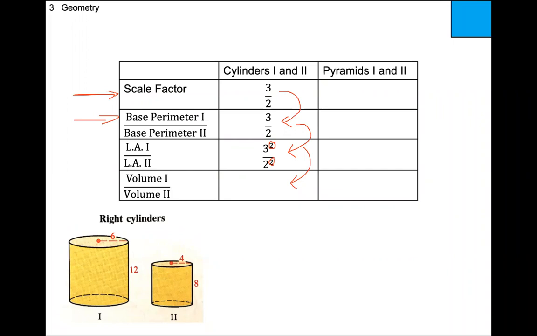Volume of the cylinders was capital BH, except we said that was kind of a useless formula. So we did what? Pi r squared h. There's the formula for volume. We're gonna do that same procedure, right? We're gonna plug in the numbers for shape 1, radius and height 6 and 12, and then plug in the formula for radius and height for shape number 2, and we get those numbers right there.